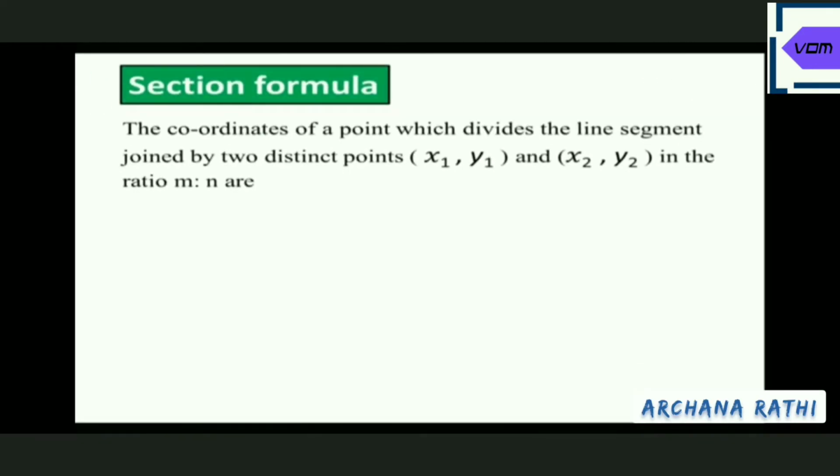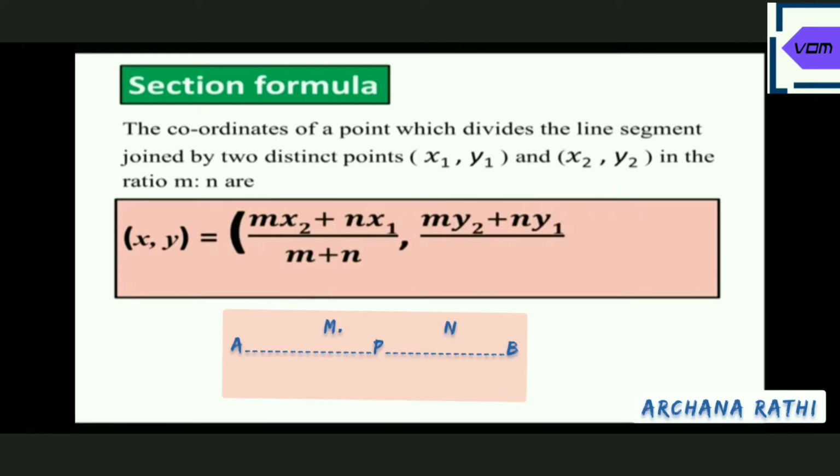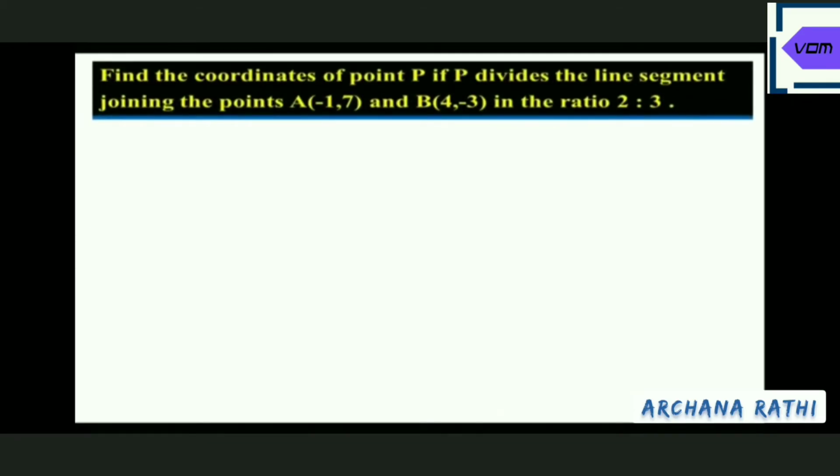The coordinates of the point which divides the line segment joining two distinct points (x1, y1) and (x2, y2) in the ratio m is to n are given by the formula: x is equal to (m x2 plus n x1) upon (m plus n), and y coordinate is (m y2 plus n y1) upon (m plus n). Now let us see one example.